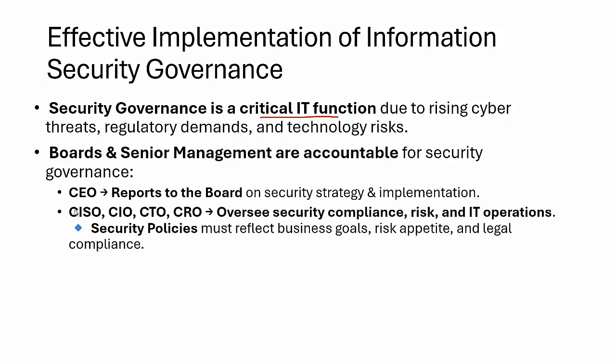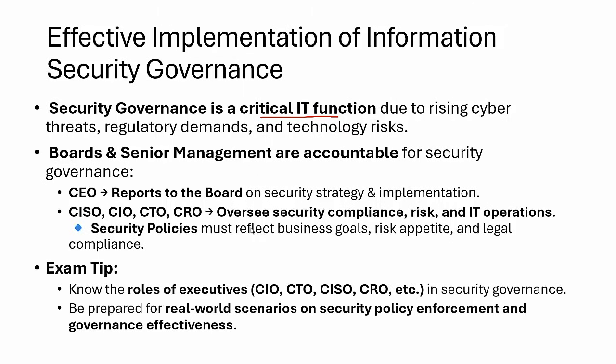So the CISO reports to the board on security strategy implementation. The CISO, CIO, CTO, and CRO oversee the security compliance and IT operations. And security policy reflects the business goals, risk appetite, and legal compliance. It's a statement of the management. So you should know the roles of executives, like what is the role of the CIO, the CTO, the CISO, the CRO.